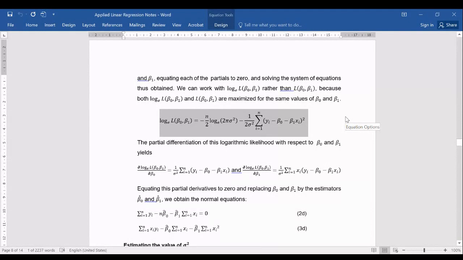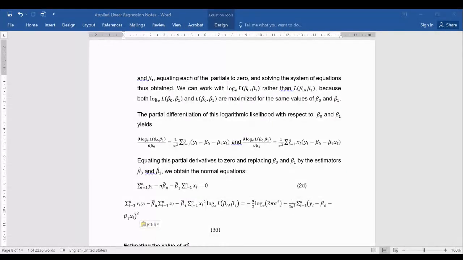From here, we have to differentiate with respect to sigma squared, because sigma squared is what we want. We want the value of sigma squared that maximizes this. So let's go back to the board. The procedure is the same until you get here, and then you differentiate with respect to sigma squared. That is the difference. Now we are no longer looking for the betas, we are looking for sigma squared.